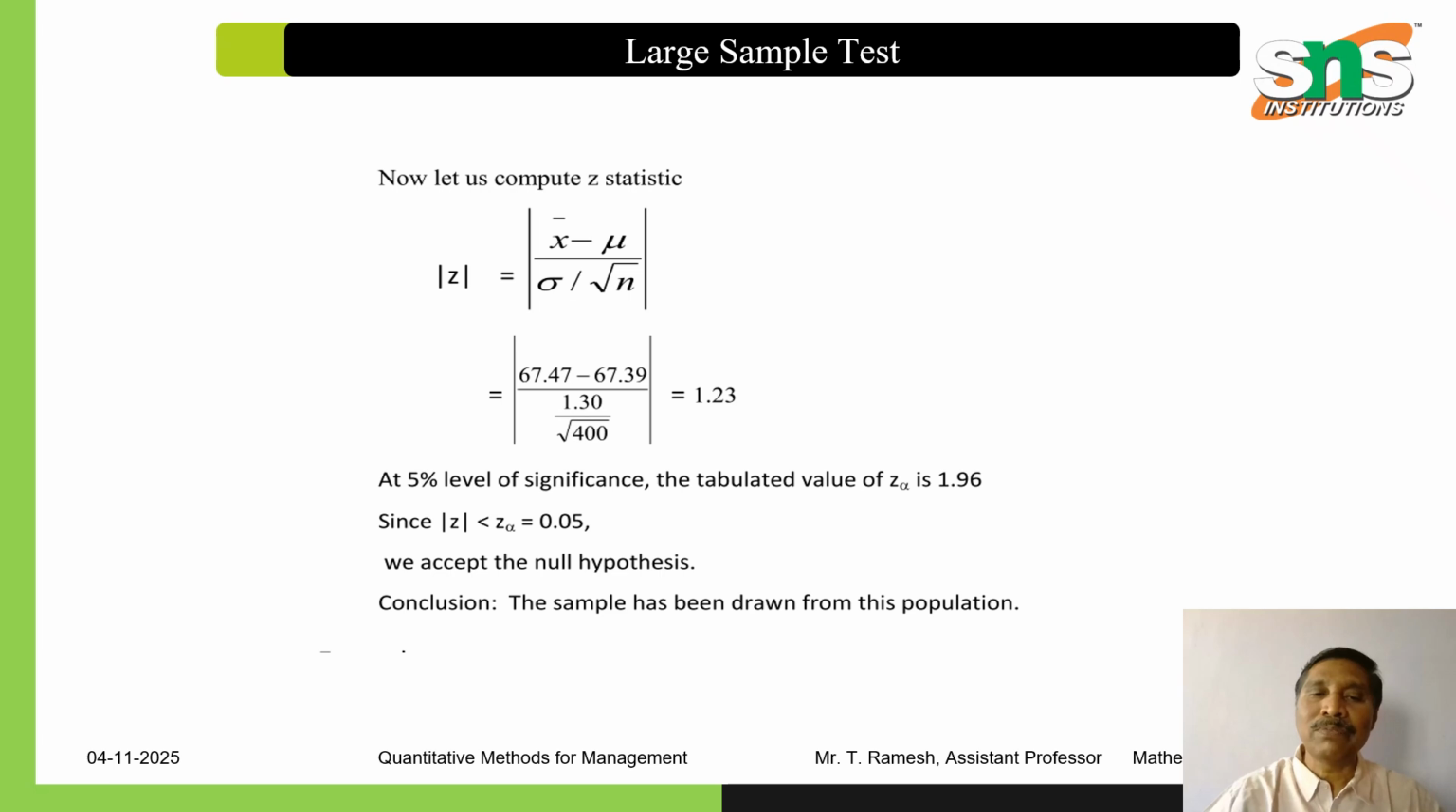At 5% level of significance, the tabulated value Z alpha is 1.96. Since modulus Z is less than Z alpha, at alpha equal to 0.05, we accept the null hypothesis. That is, 1.96 is the critical value and 1.23 is the calculated value. Since the calculated value is less than the critical value, we accept H naught. So we conclude that the sample has been drawn from this population.